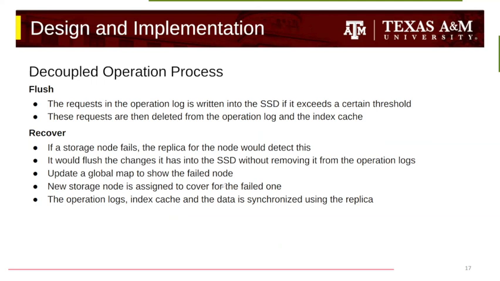And the recover also would work with the replica. So if the primary, or if a storage node fails, at that point, the replica, on identifying this, would write all the information they had in their operation log to the SSD to make it persistent. And then they would assign a new storage node to cover for the failed one, and the new storage node would synchronize with the replica to get the information to update its operation logs and index cache, so that it can take the place of the failed storage node.